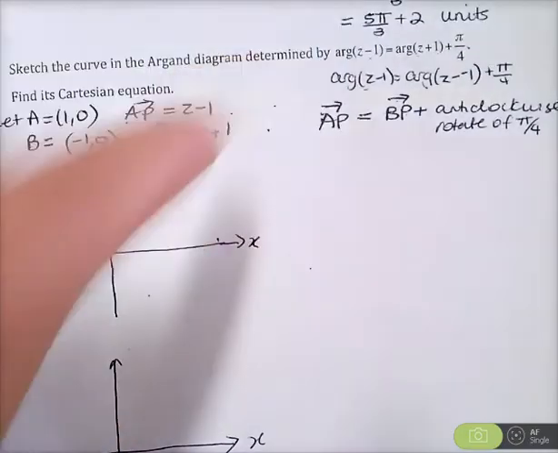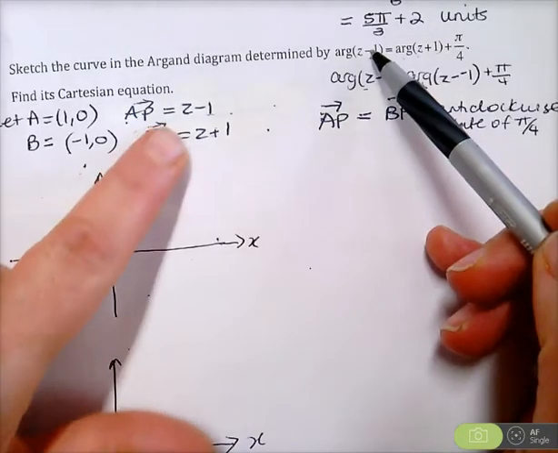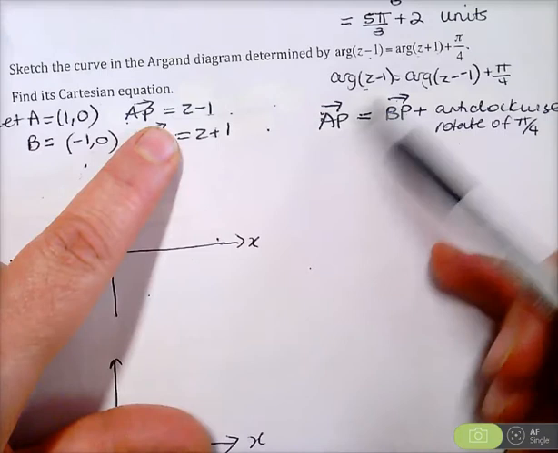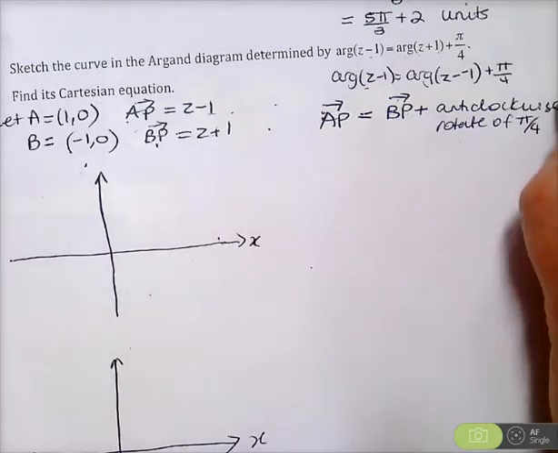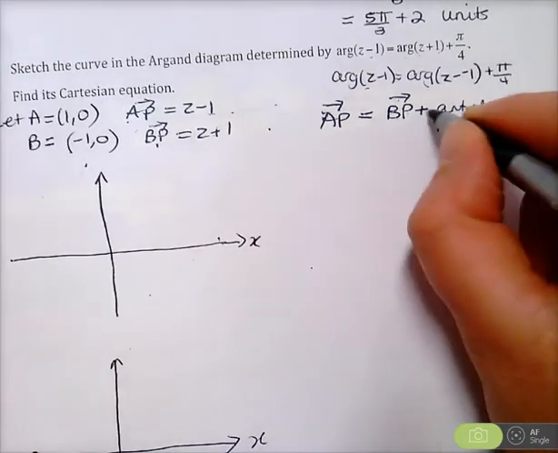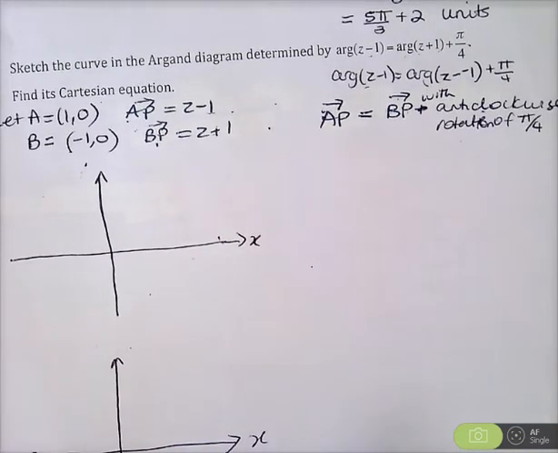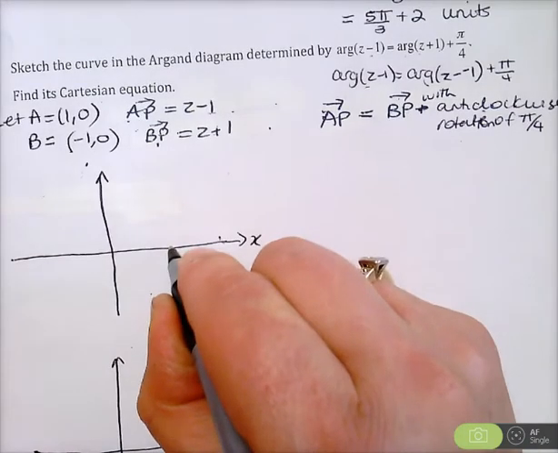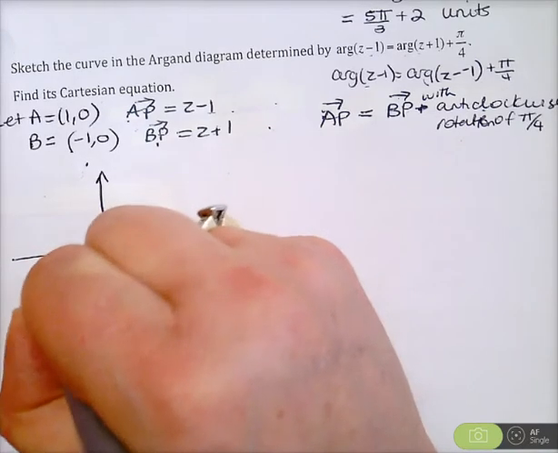Arg of Z minus 1 equals arg of Z plus 1 plus pi on 4. If I let this first Z minus 1 be AP, then AP is BP with an anti-clockwise rotation of pi on 4. All right, let's draw where A and B are. A is 1, 0, and B is negative 1, 0.